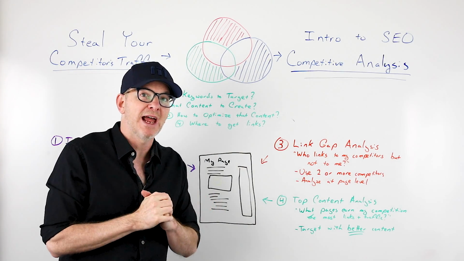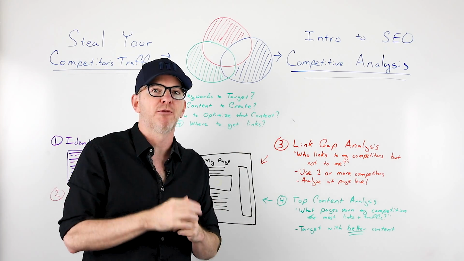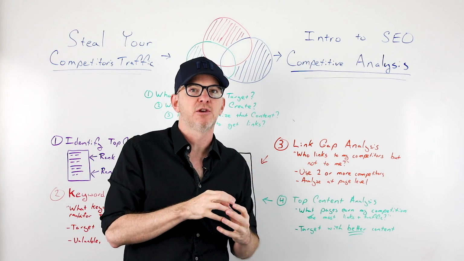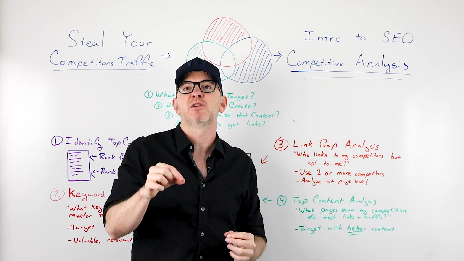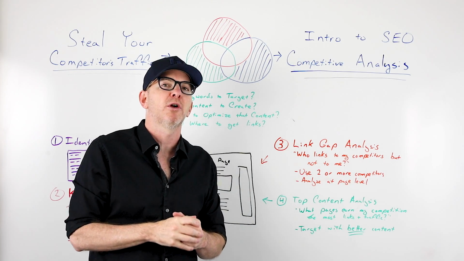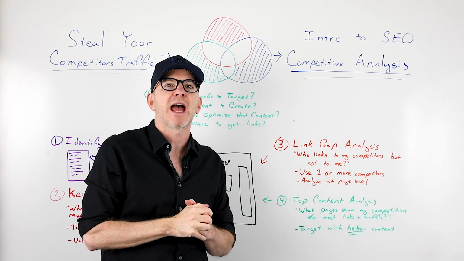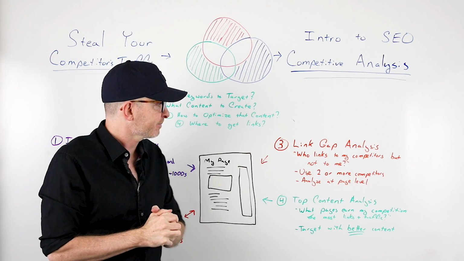An advanced tip that I'd like to use is do it at the page level. Don't look for domains that are linking to your competitors. Look for specific pages, and you can do this in Link Explorer, and we're going to show you a little more detail in a guide I'm going to link to at the bottom of this post.